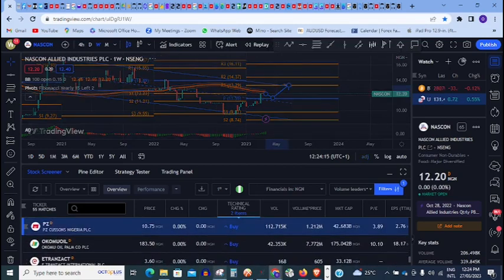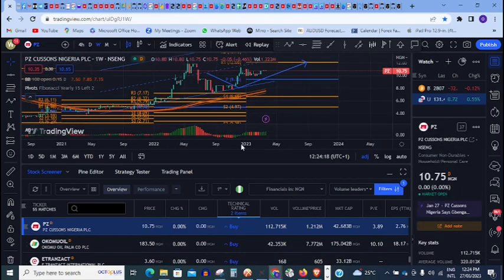Let me take PZ. I'll take two more. For PZ, this one is no longer valid. Market has already done this, so let's wait for a pullback. Take your entry at 9 naira 40 kobo and your profit at 12 naira 20 kobo. I'll take two more.